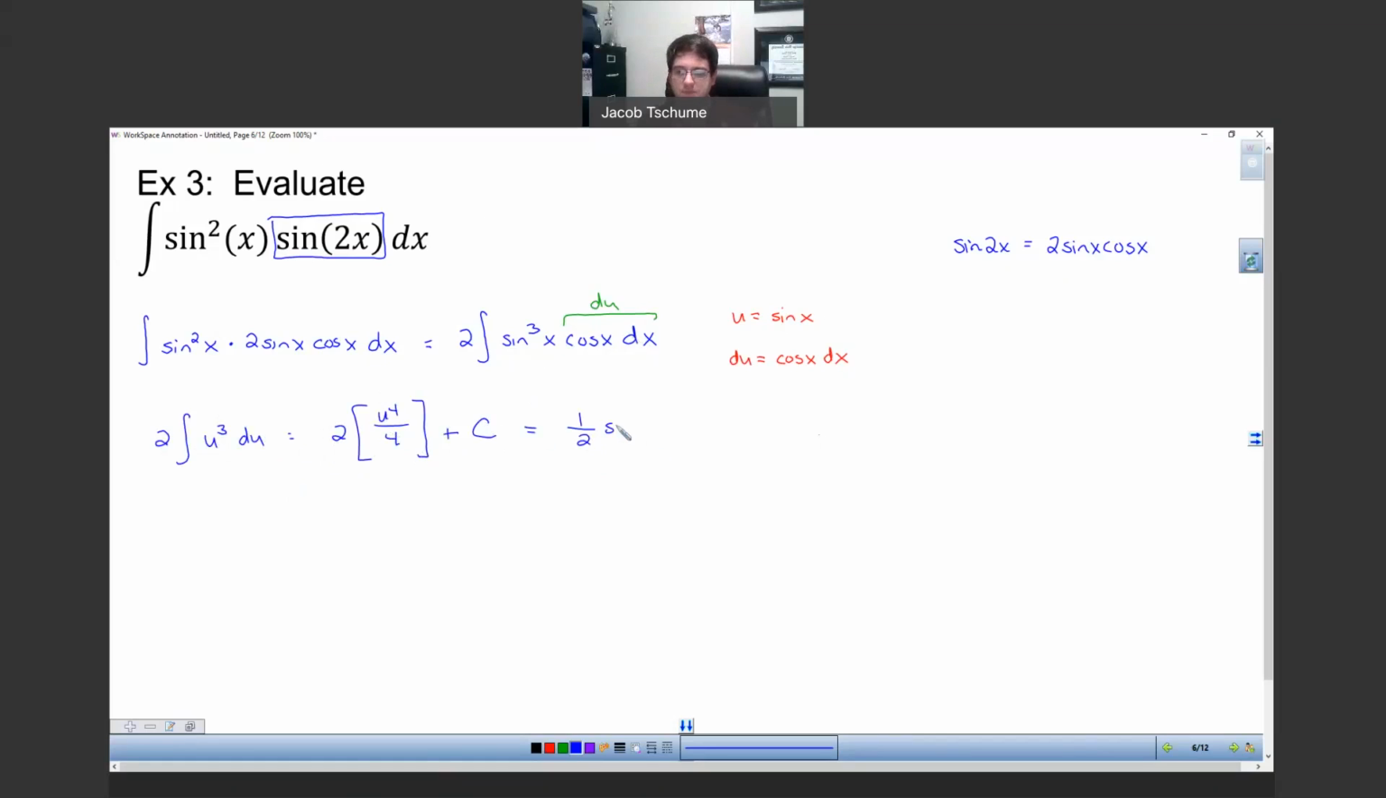Substitute your u function back in. So that is sine to the 4th of x plus c. And that is your final answer for this indefinite integral. Just note that you can't do your strategies until you get sines and cosines in the problem.